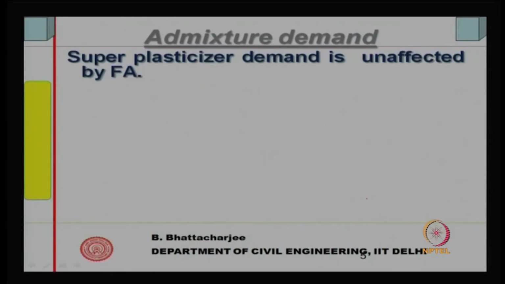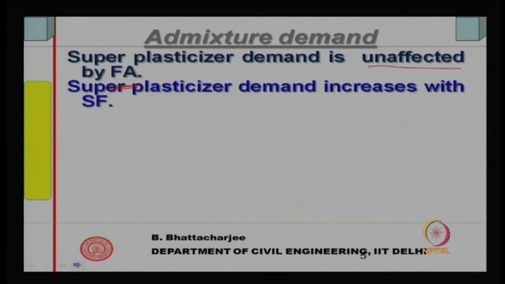As we said, regarding superplasticizer demand, last class we mentioned at the end that superplasticizer demand is unaffected by fly ash. It does not increase the superplasticizer demand. If anything, it will reduce the requirement a little bit, because fly ash itself has some amount of plasticizing effect. They have some amount of water reducing action.